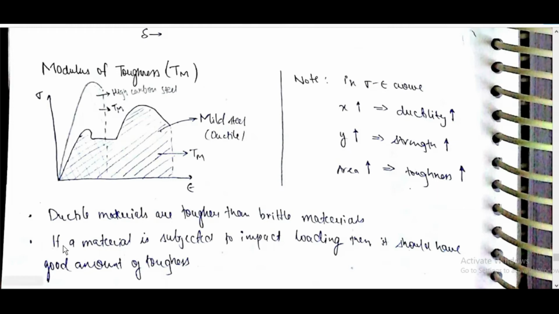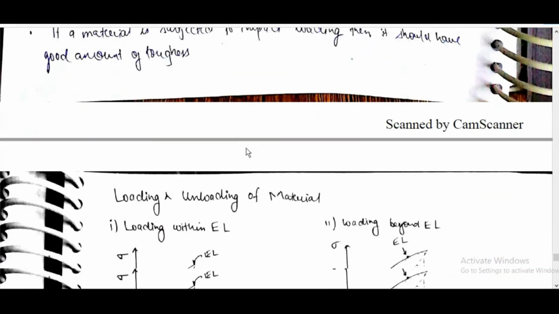which is brittle. If a material is subjected to impact loading, then it should have a good amount of toughness, because it should absorb more energy. Note in sigma-epsilon: as x increases, ductility increases; as y increases, strength increases; as area increases, toughness increases. X increases means mild steel, so ductility increases. Y increases means sigma y is more, which means strength increases. Area increases means toughness increases.